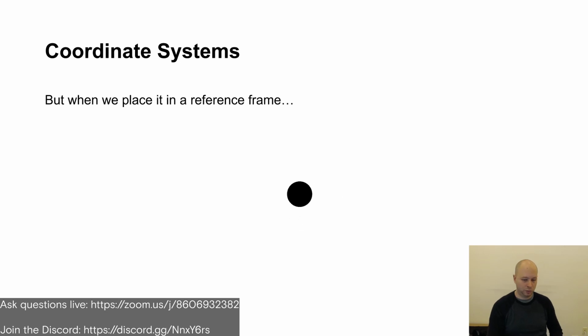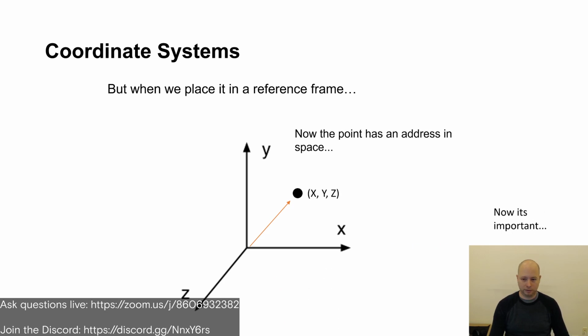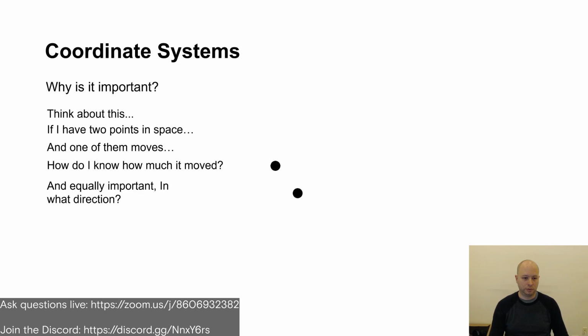But when we put it into a reference frame, now it starts to have a bit more context, right? So now it has an x, y, and z value, and it's important. It's clearly a very happy point. So why is this important?